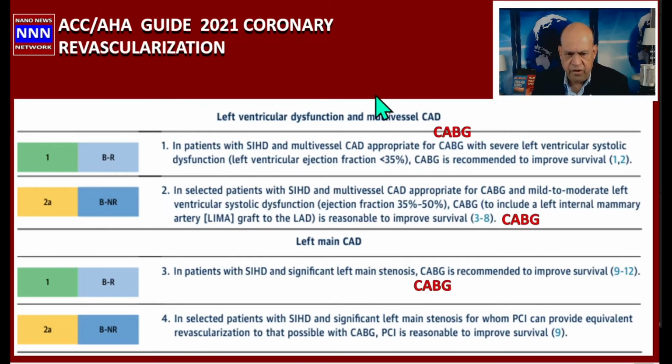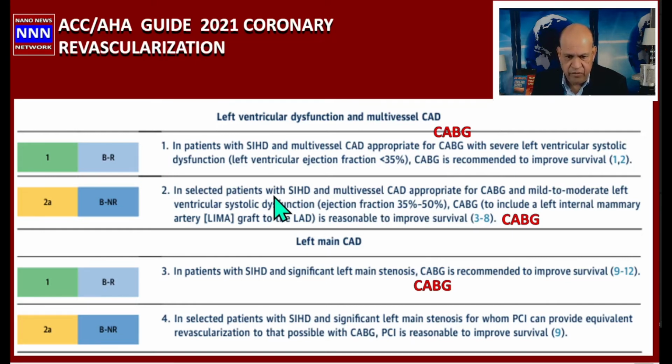Patients with left ventricular dysfunction and multivessel coronary artery disease. In a sense, I already covered that in that flow chart. If the ejection fraction is less than 35%, multivessel disease, and especially if this patient has diabetes, it is a no-brainer. Coronary artery bypass surgery is the preferred method of treatment to improve their symptoms and survival.